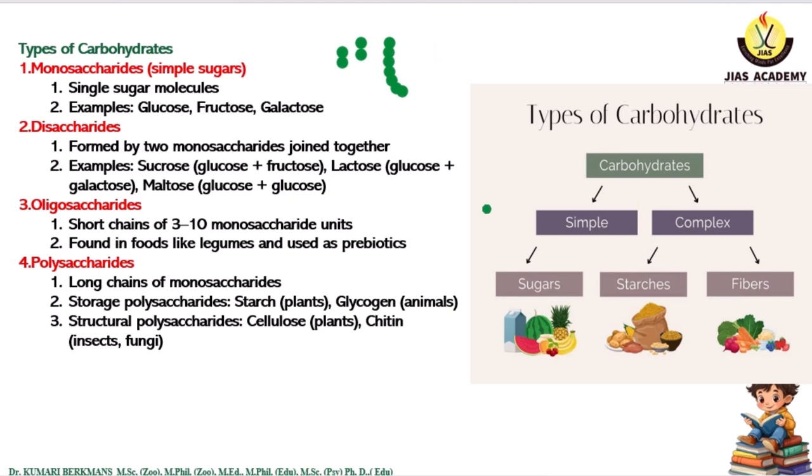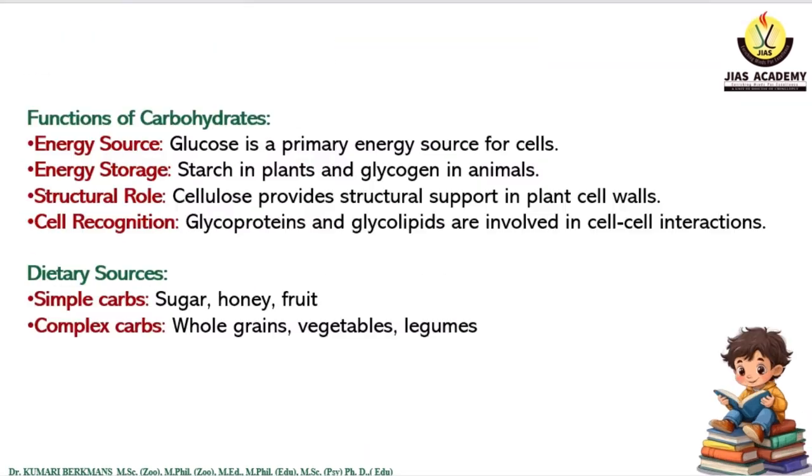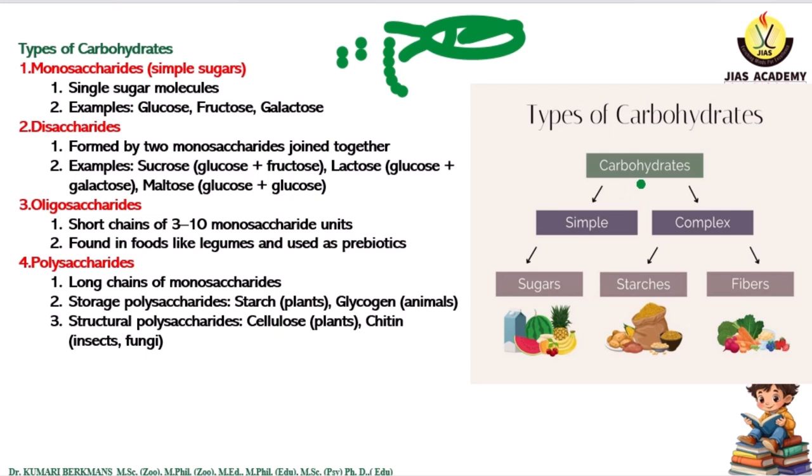Now, structural polysaccharides are the cellulose present in the plant and chitin, which is present in the animal. If you see the cockroach, the top wing is very hard, isn't it? That is made up of chitin. Let us take this as the cockroach. The upper two wings are made up of chitin. It is a little bit hard if you touch it. And you can see the simple and complex: simple are the sugars and complex are the starch as well as fiber.